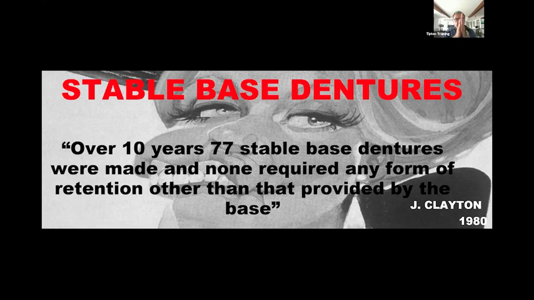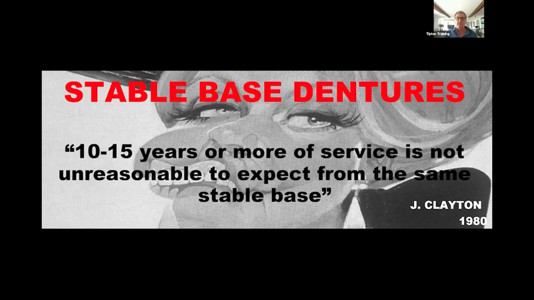The base is moving from side to side. Hence, the fixed movables stop the base moving from side to side, so that the retention of the base on the soft tissue is achieved. We expect 10 to 15 years of service out of the stable base before it's time to either replace or reline.